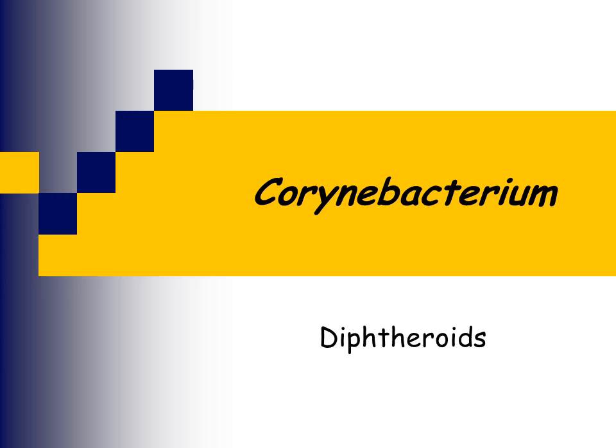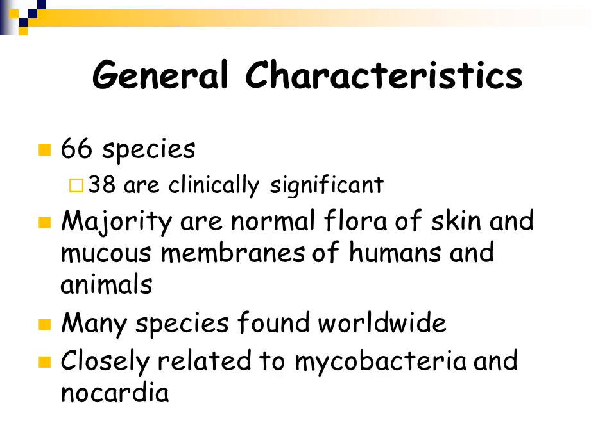There are many different species within this genus, and the Corynebacteria in the clinical laboratory are collectively known as the diphtheroids. In general, there are 66 species in the Corynebacterium genus. 38 of these species are considered to be clinically significant. Most of these organisms are normal flora of the skin and the mucous membranes of both humans and animals. They're found throughout the world, and they're very closely related genetically to the Mycobacteria and Nocardia genera.